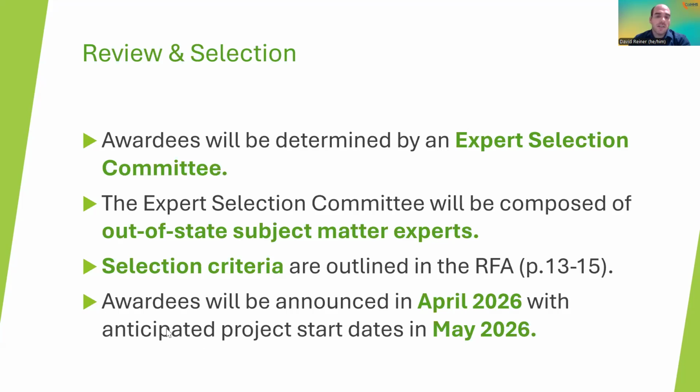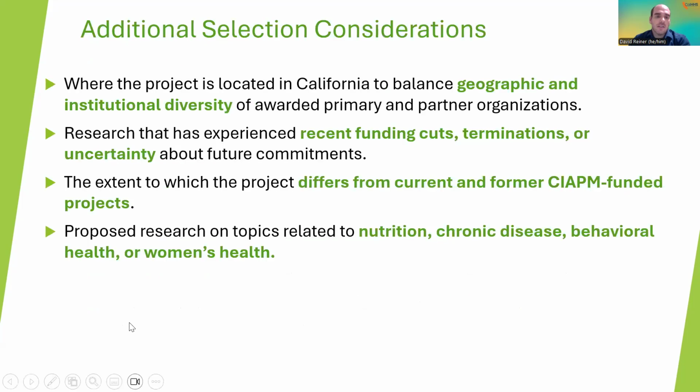Can you go to the next slide? We also have some additional selection considerations where the project is located in California to balance geographic and institutional diversity of awarded institutions. And apologies, it shouldn't say partner organizations. That's a leftover from the last presentation. So of the awarded primary institutions is what it should say there.